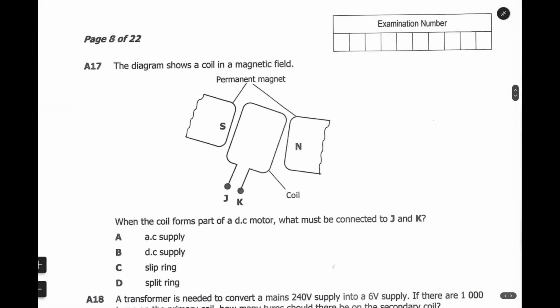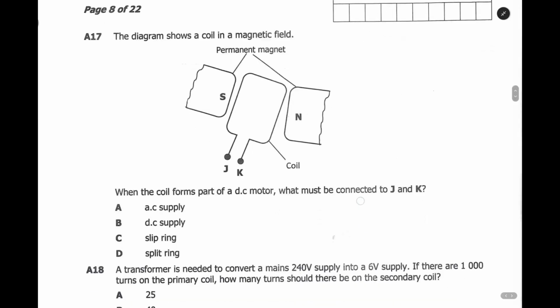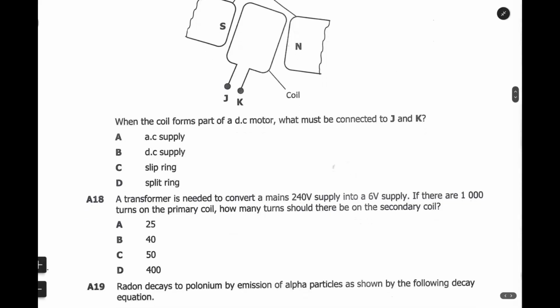All right, let us proceed to question 17. And they say the diagram below shows a coil in a magnetic field. As you can see, permanent magnets. When the coil forms part of a DC motor, we know we have AC and DC motor. What must be connected to J and K? So here, what must be connected? So you're going to connect what we call a split link. Split link is for AC.